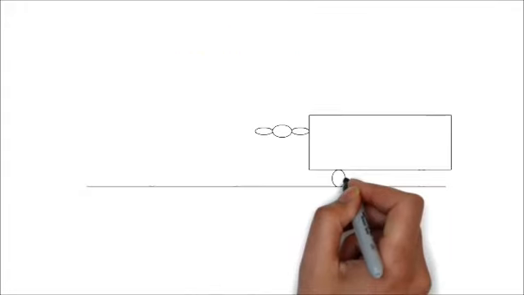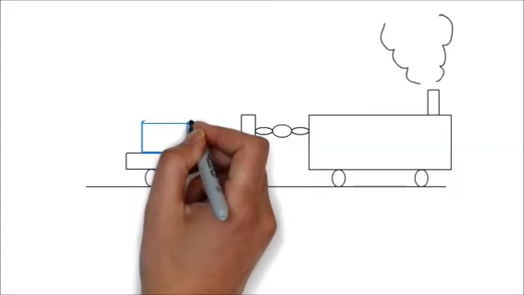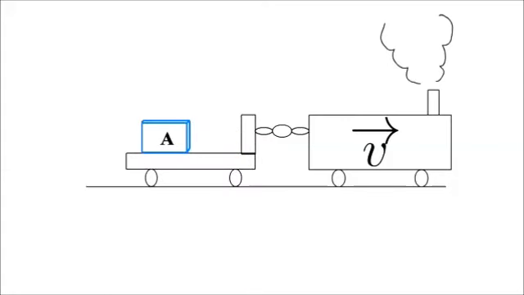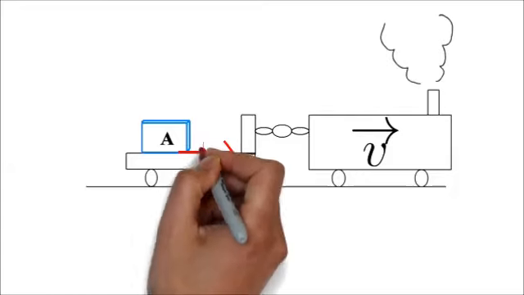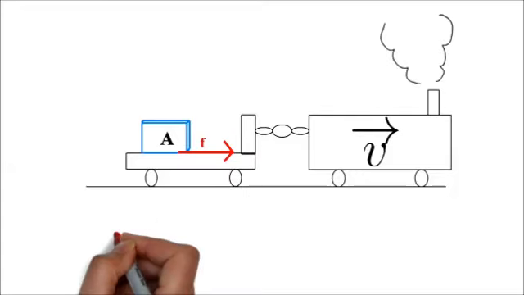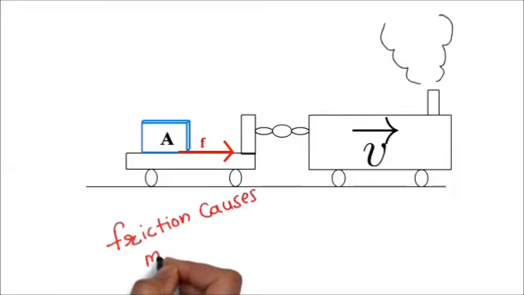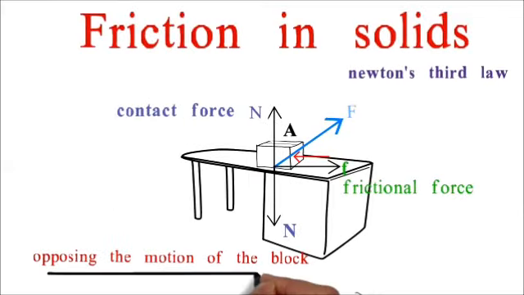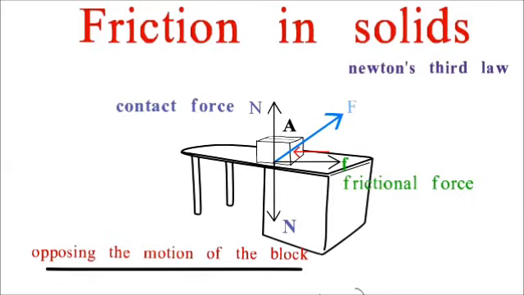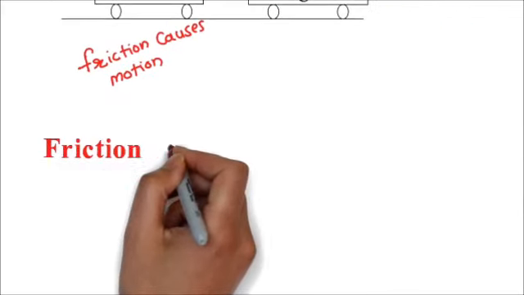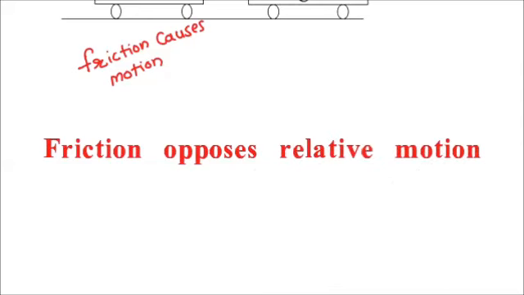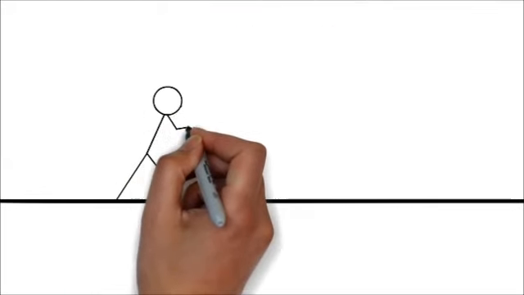Now if the block A is placed on a cart and the cart moves with a velocity such that the block doesn't slide back and fall. In this case, frictional force is responsible for the motion of the block, contrary to the above case where it was opposing the motion of the block. Thus, frictional force opposes the relative motion of the surfaces in contact. This is contrary to the misconception that friction always opposes motion.